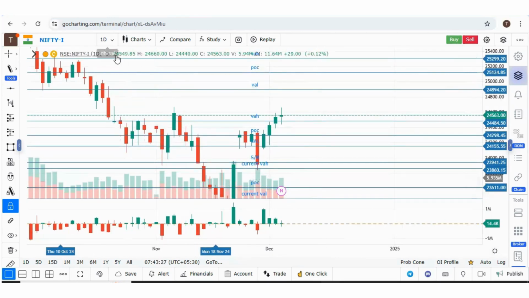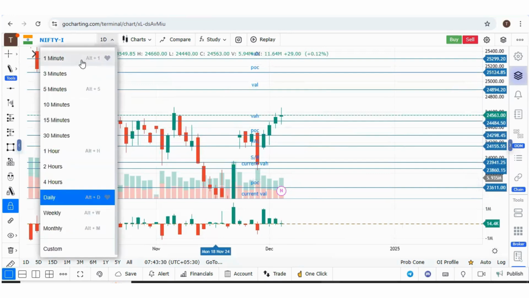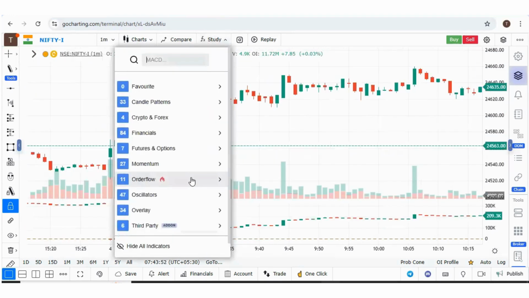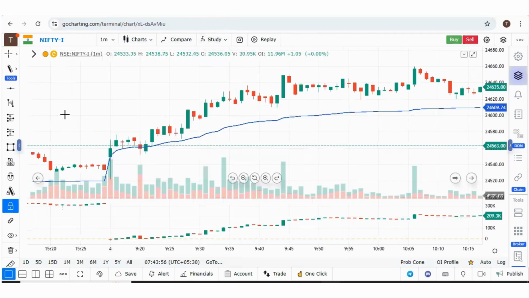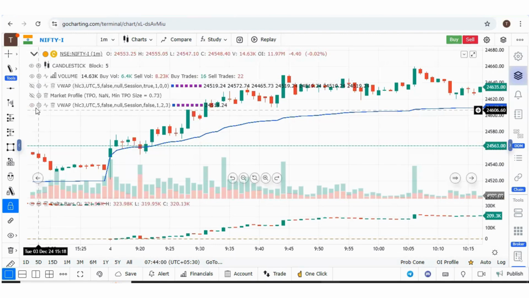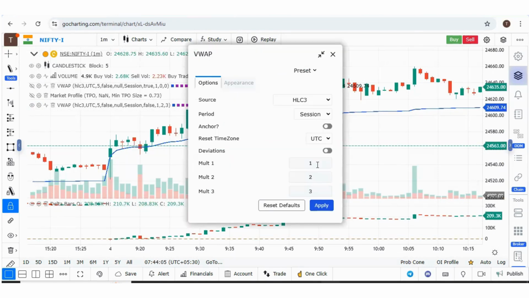For this we will go to the 1 minute chart. Now let's apply VWAP, guys. Many people ask what the setting of the VWAP is. Click on this arrow, click on the settings option, and then in the deviation band put only a single deviation band as 1, switch on the deviations and click apply. So this is the deviation band.